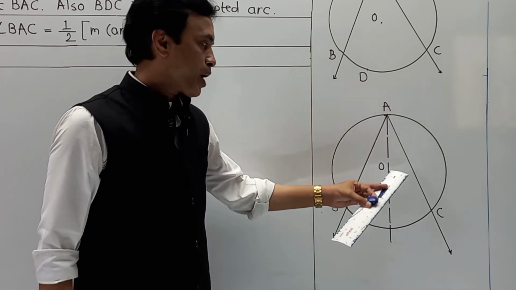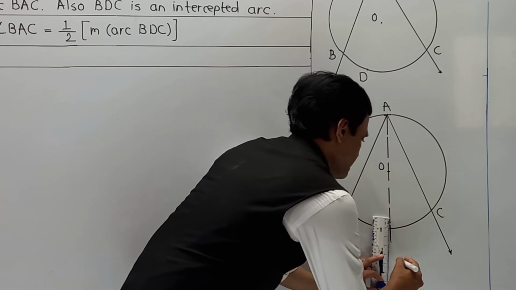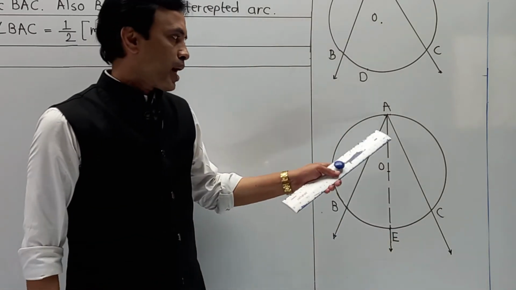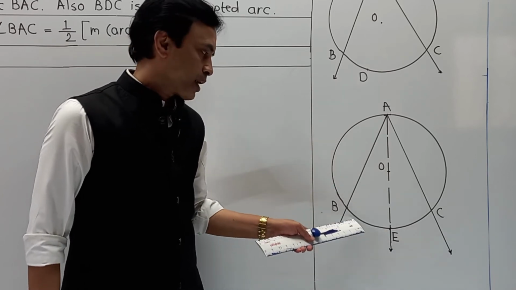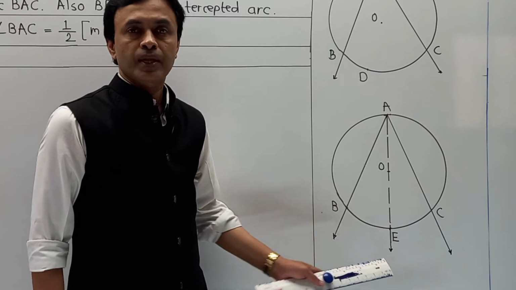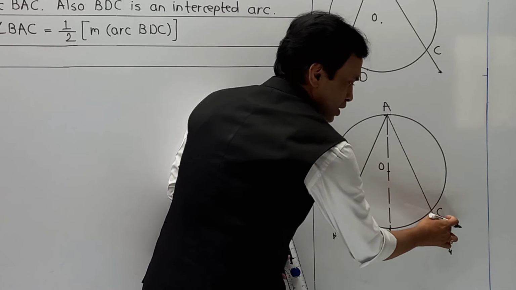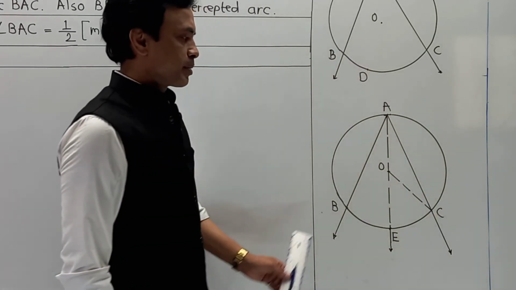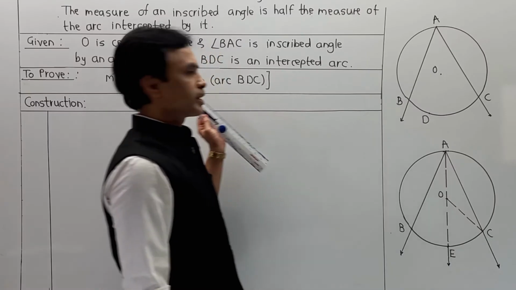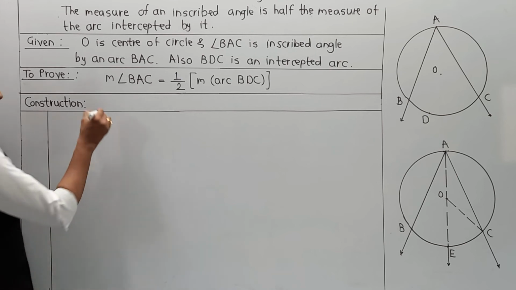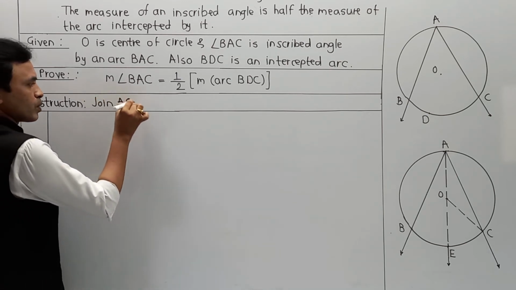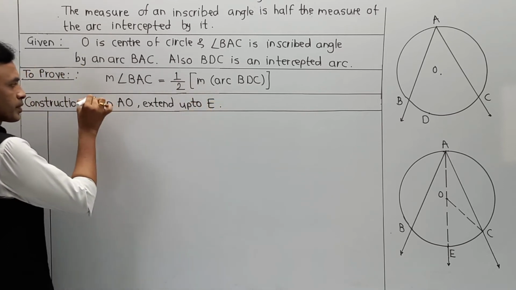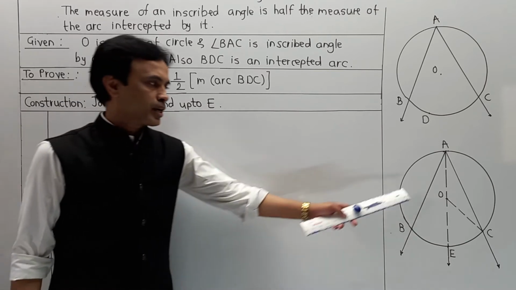When line AO comes in the forward direction, it touches the circle at another point, and I indicate this point as E. So I have drawn a line AO and extended it up to the circle, and this new point of contact is E. In addition to that, I am going to draw another line, that is radius OC or CO. This is another radius that I have drawn, and I am going to write it in the construction: join AO and extend up to E, and second, draw radius OC.